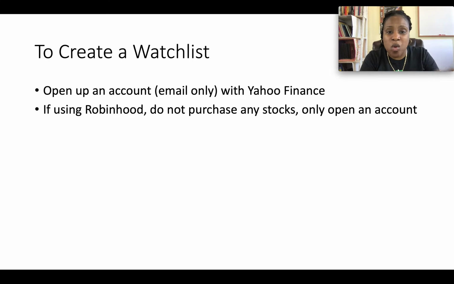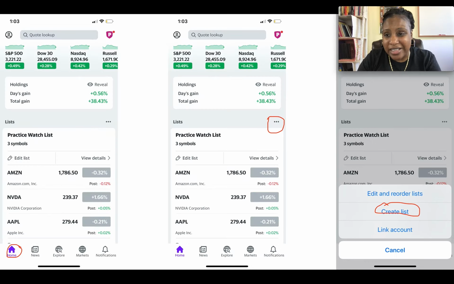The federal government requires that they ask you, and you have to complete this information in order to open up any brokerage account. But once you do that, then you can create your watch list through Robinhood, okay? So my recommendation, just stick with Yahoo Finance for now.